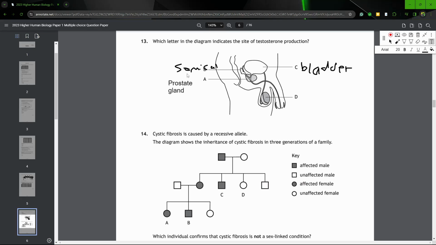Right. Well, we already know that the seminal vessels, prostate gland, and bladder do not produce testosterone. But you know what does? Yeah, it's the testicles, or the testes, I assume, because that's where the interstitial cells are found. So it has to be D.